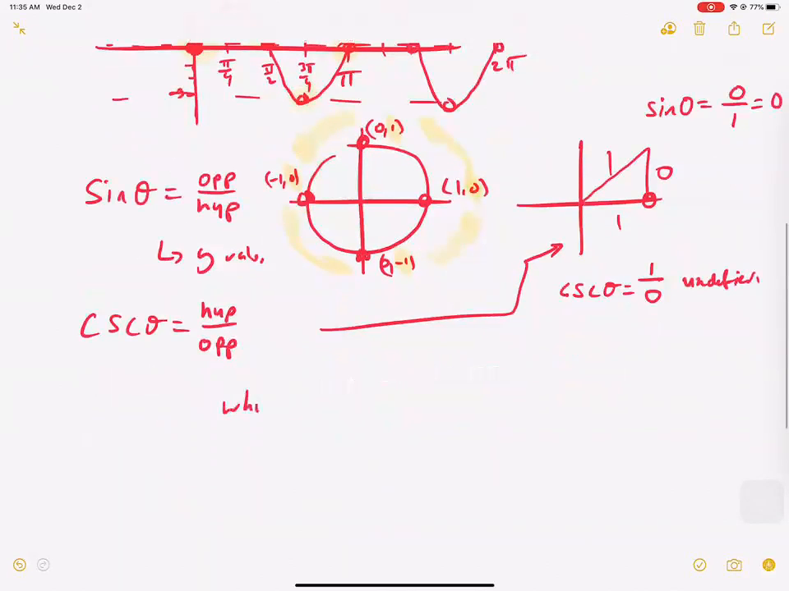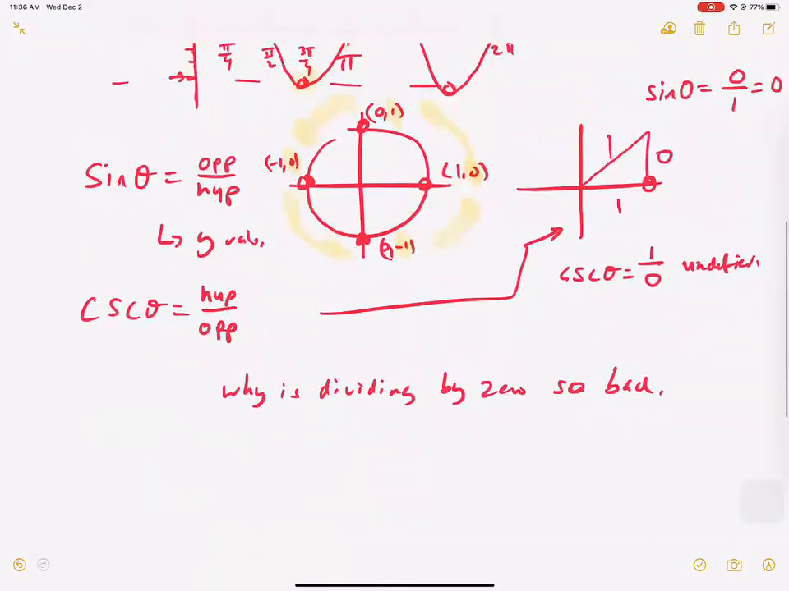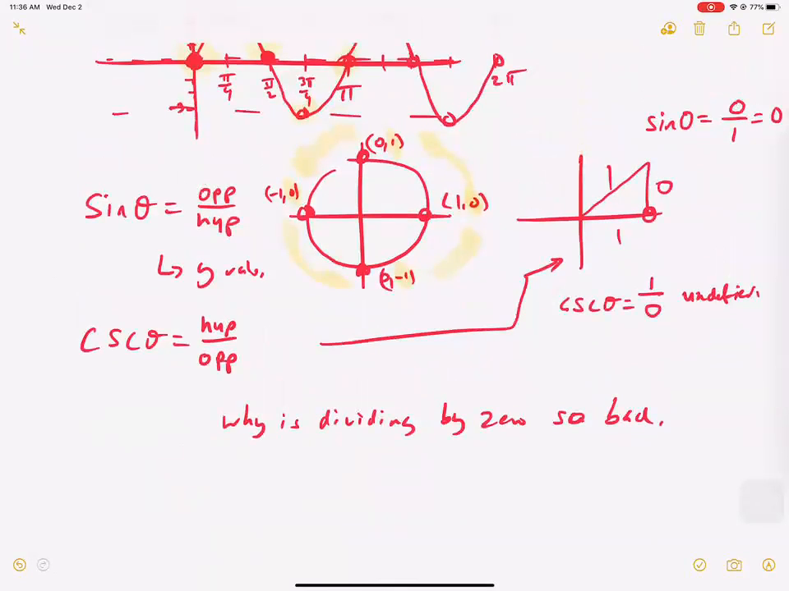Why is dividing by 0 such a sin? So bad. Why is dividing by 0 so bad? And what does it mean by dividing by 0? So this is a big math idea, so I'm going to explain this right now. Why is dividing by 0 so bad? And how in the world am I supposed to graph 1 divided by 0?